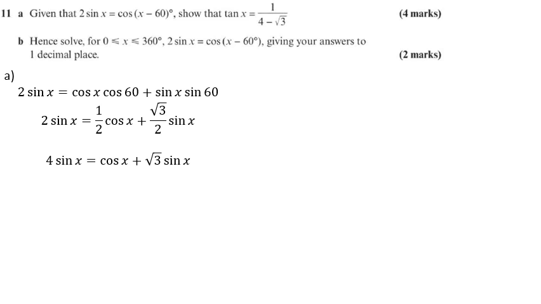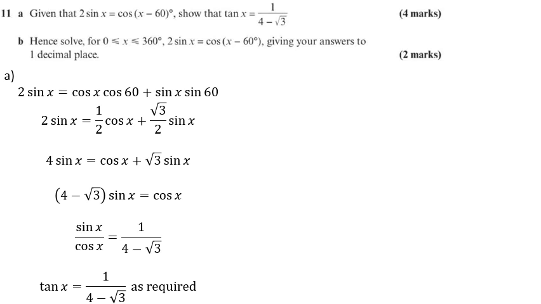But I've decided to group the sine terms first. I've doubled everything to start with, so I don't need to worry about the fractions. Then I collect the sine x terms on the left-hand side. I can already see that the 4 minus root 3 term that I was expecting has appeared. So all I need to do now is divide by cos x and divide by 4 minus root 3. And there's my answer.